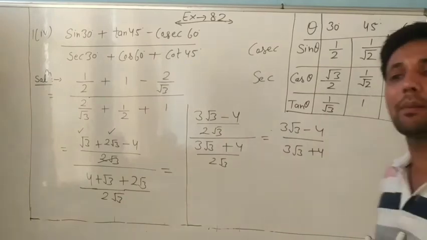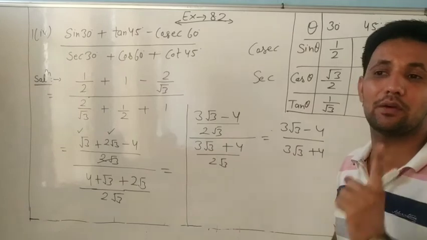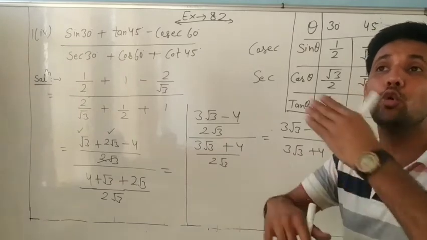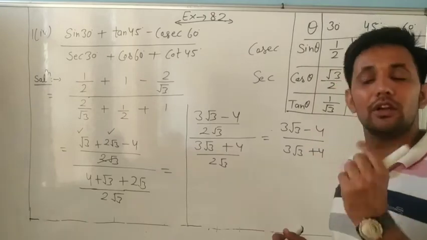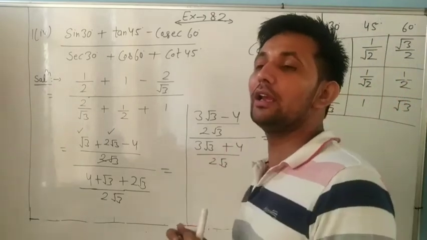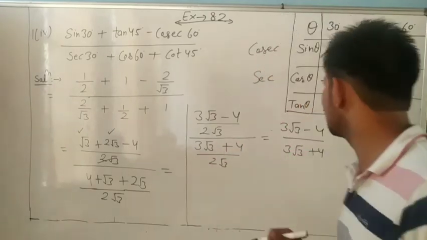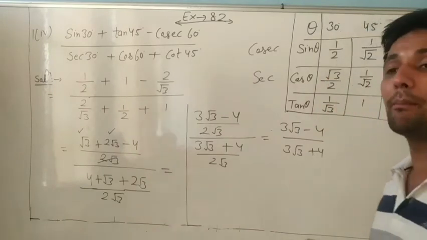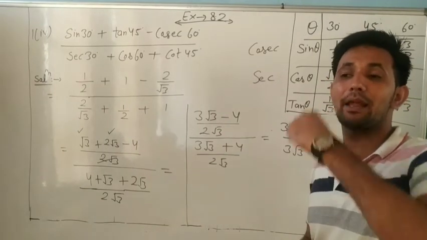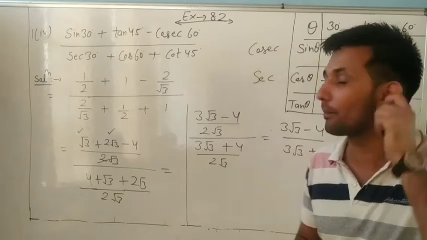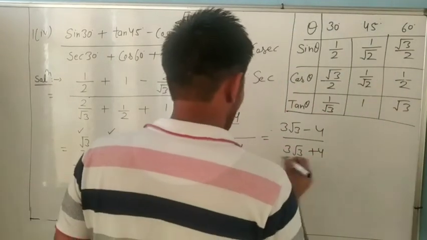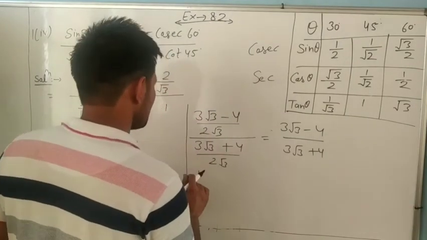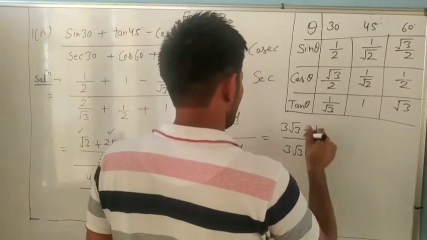Do you remember in 9th class, in the first chapter, how to remove a square root? By two methods: taking the square or rationalization. Rationalization means we multiply and divide by the same number, only changing the sign of the denominator. So you can write it here if you want to.